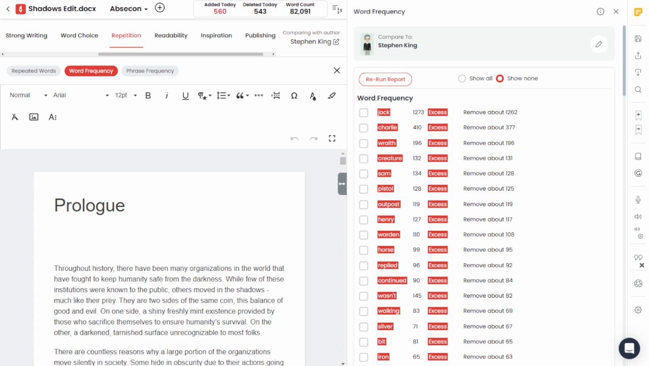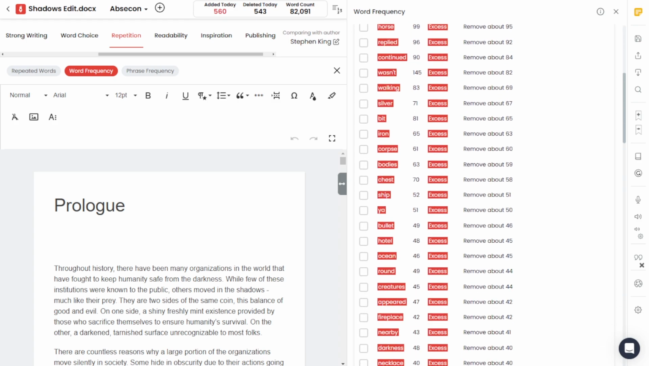Probably. I'll probably go through some of these just to see if they're justified, but for the most part, a lot of the words that it's highlighting and wants me to remove the majority of are parts that belong in the book, like ocean. Well, they're in Atlantic City. They talk about the Atlantic Ocean quite a bit. So out of all the tools that are in AutoCrit, the word frequency report is pretty much the only one that's really pointless.